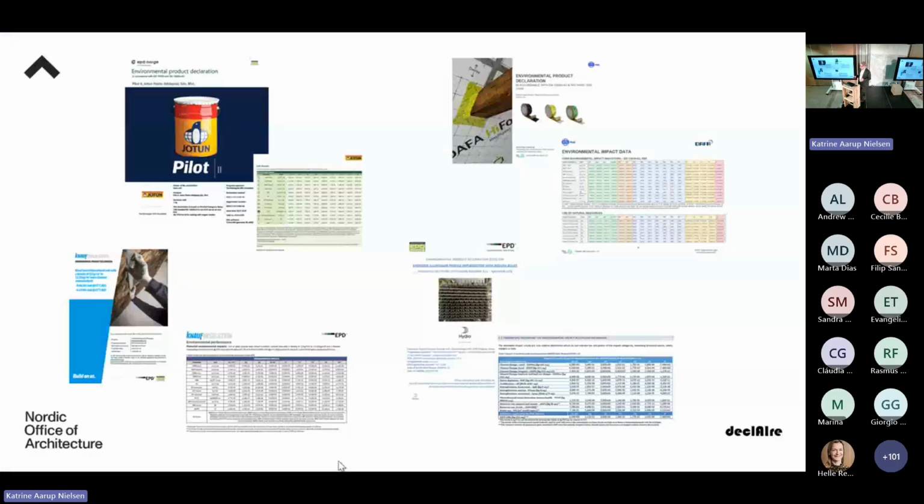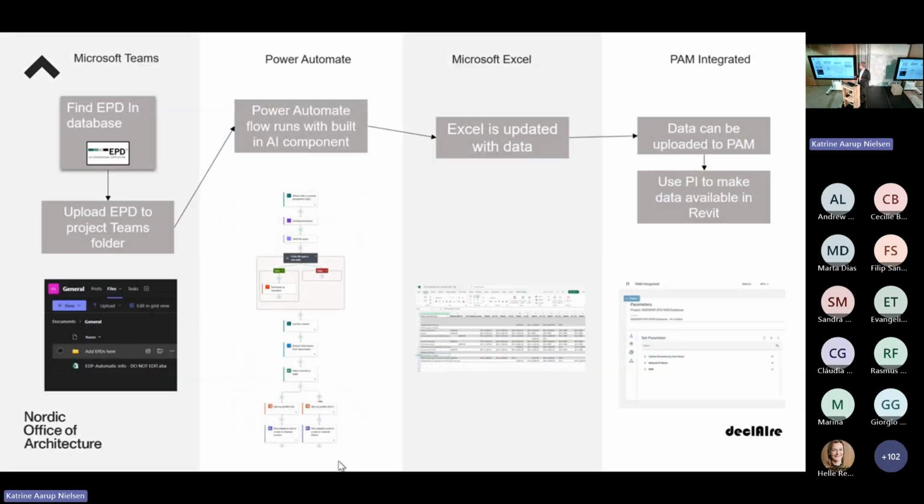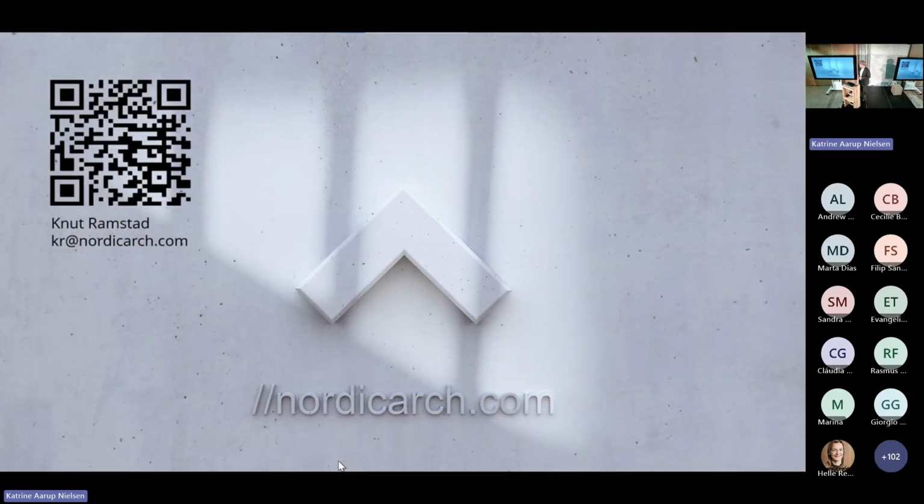So what we basically do is, in a project, you get EPDs from lots of different manufacturers, and we feed them into our Microsoft Teams project channel. And the AI starts to work here, and it extracts all the relevant data and feeds it into Excel, and you get this automated, which is a beauty compared to the old days where you had to dial it in. So that was Nordic Carbon Tracker with our AI module.